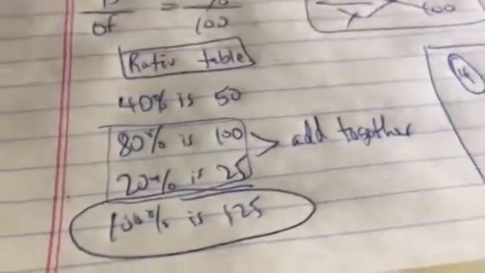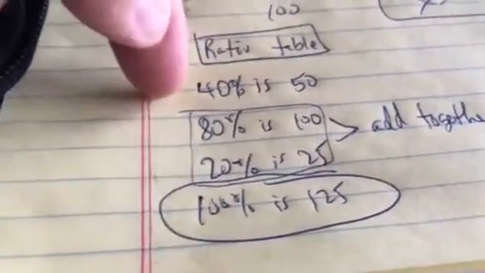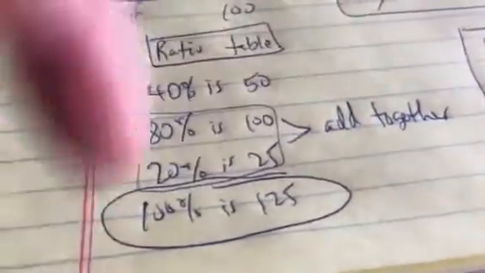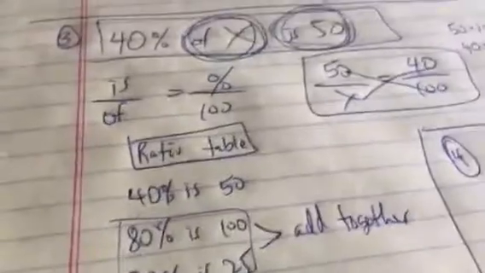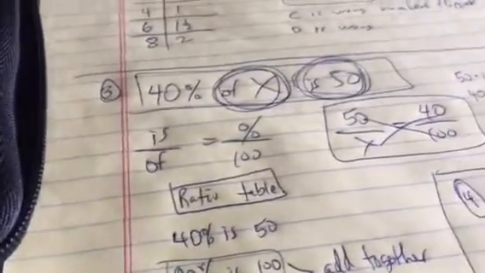But again, look at the ratio table here. I know that 40% is 50, so that must mean that 80% is 100, 20% is 25. If I add those two together, it will give me 100% of the number, which is what I'm looking for. I'm looking for 100% of the number.